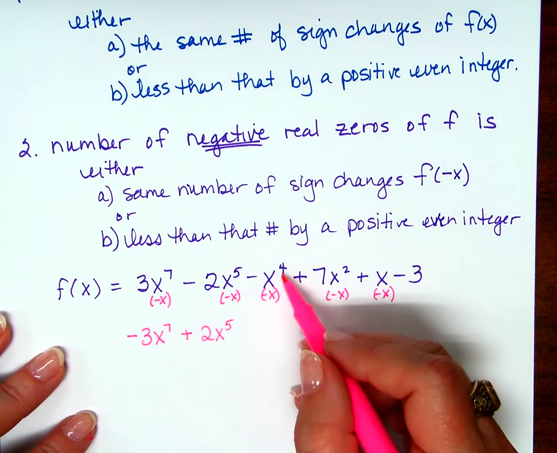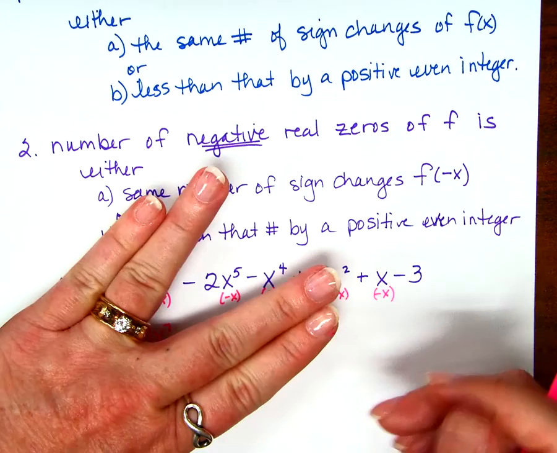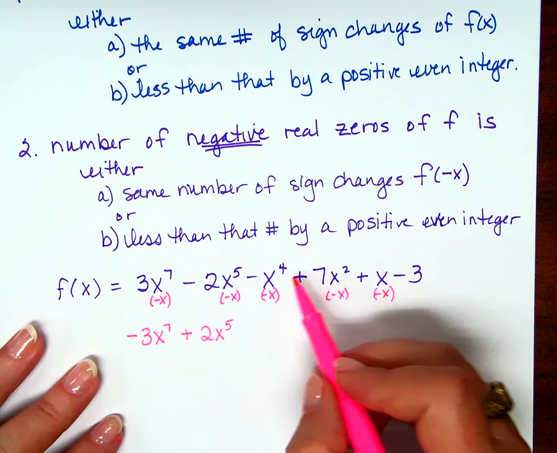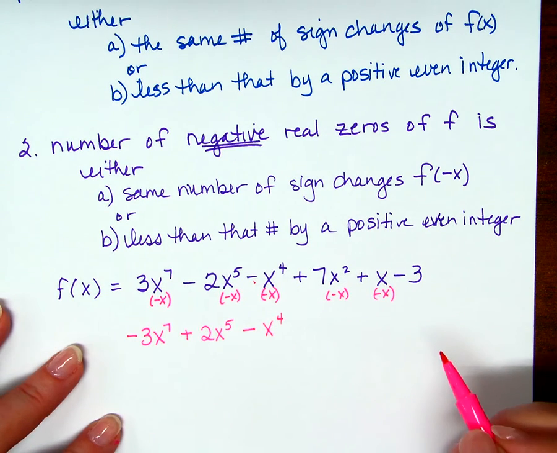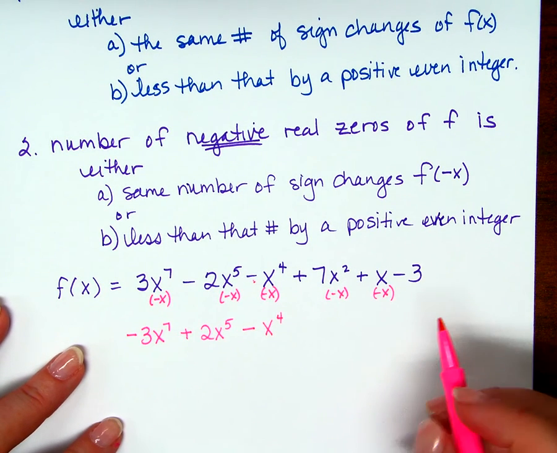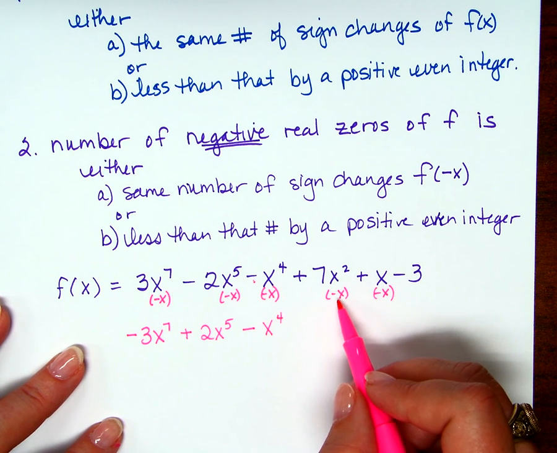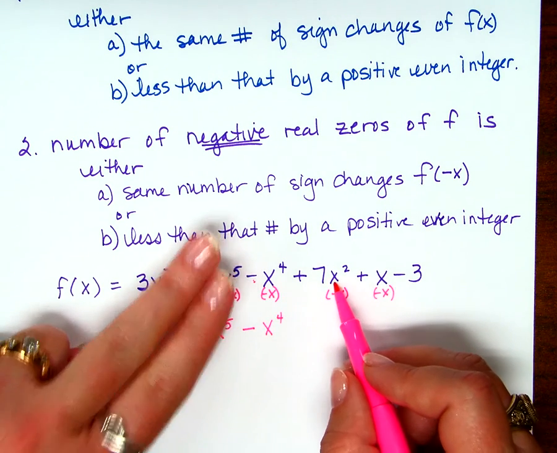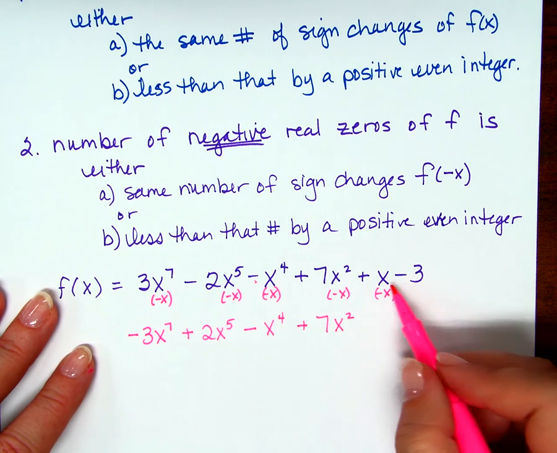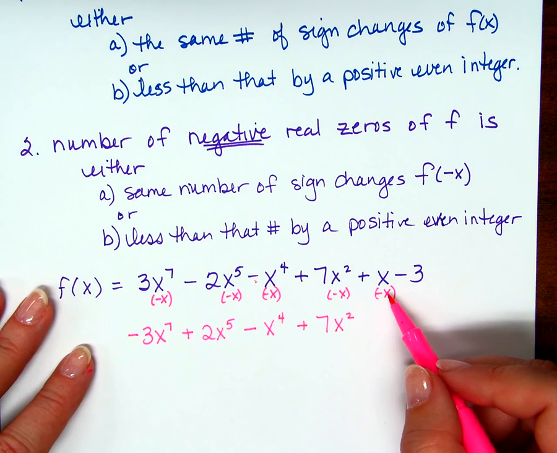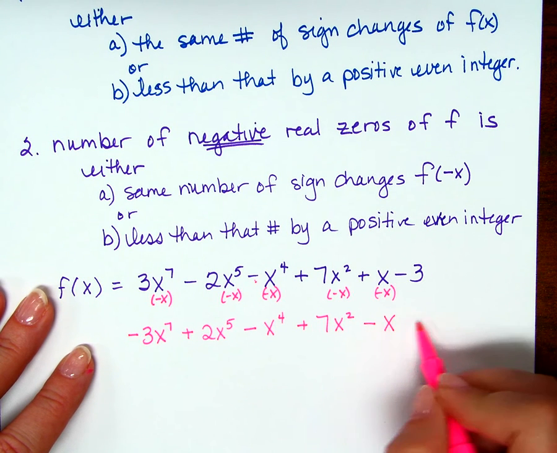What's going to happen with this one? There's 4, so if it's still both positive, is it going to change the sign that's there? No, it's not. So minus x to the 4th. Is this one going to change the sign? Because it's squared, that's going to still just say plus 7x squared. Is this one going to change signs? Well, that seems kind of obvious that it is, right? Because it was an x, now it's a negative x. So minus x minus 3.